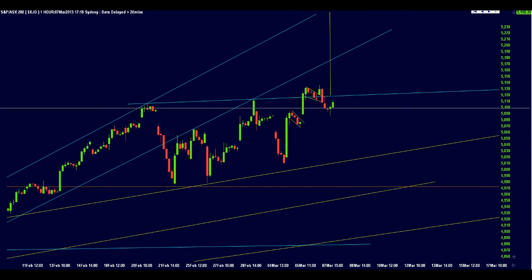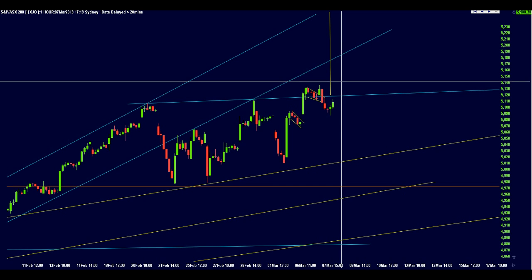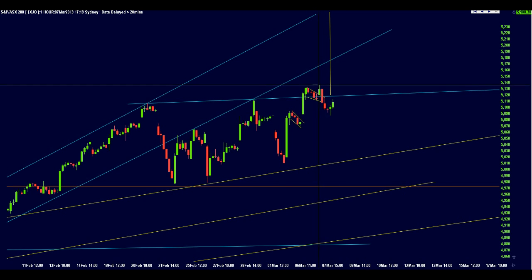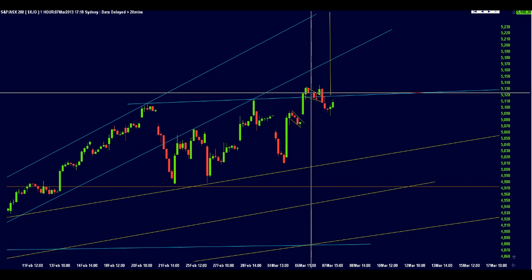In tomorrow's trade, we'll see whether we can get over this 5,120 level and close above it, and even if we could take out the last highs that we've seen over here around that 5,135 level.